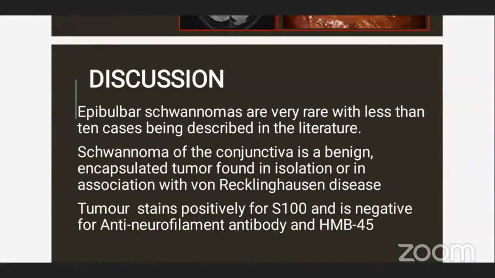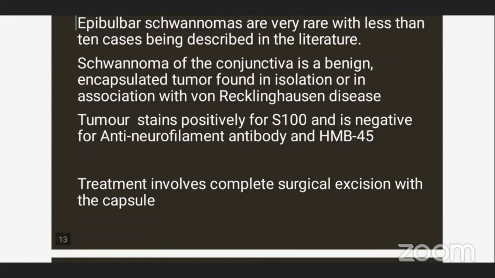Epibulbar schwannomas are a very rare condition, with fewer than 10 cases described in the literature. Schwannoma of the conjunctiva is a benign encapsulated tumor found in isolation or in association with von Recklinghausen disease. Immunohistochemistry shows positivity for S100 and HMB for this type. Treatment involves complete surgical excision along with the capsule.